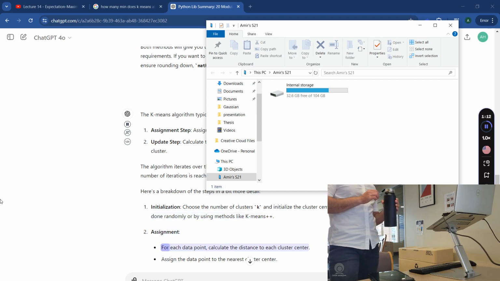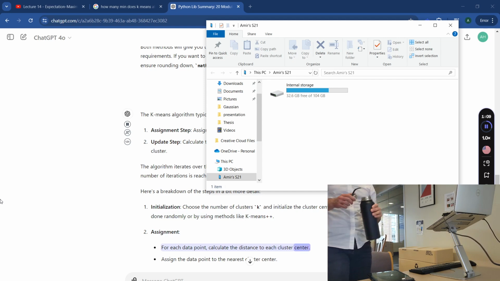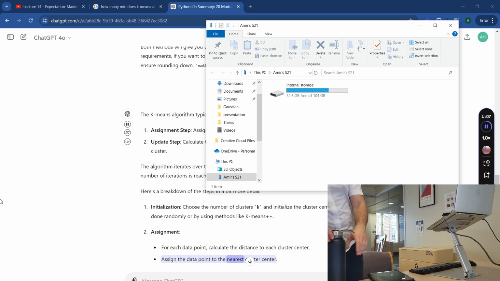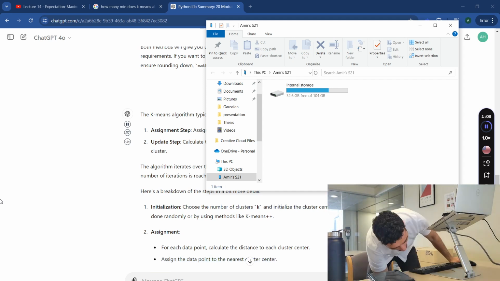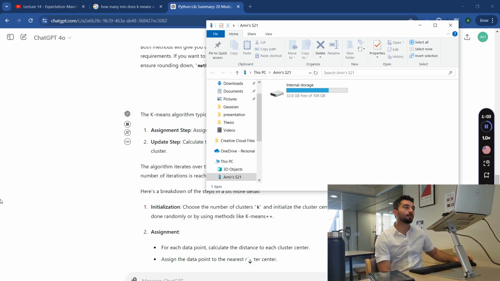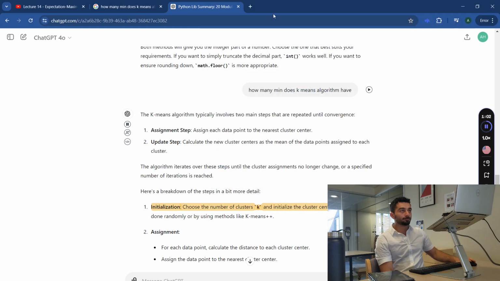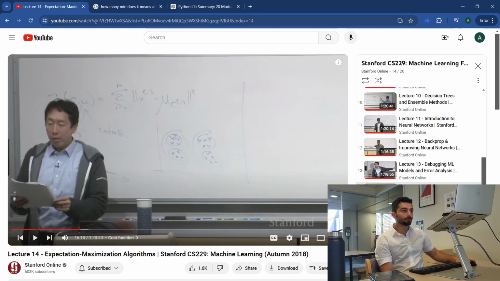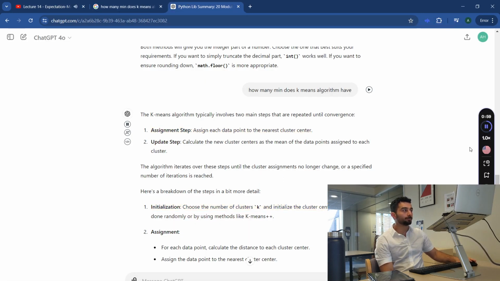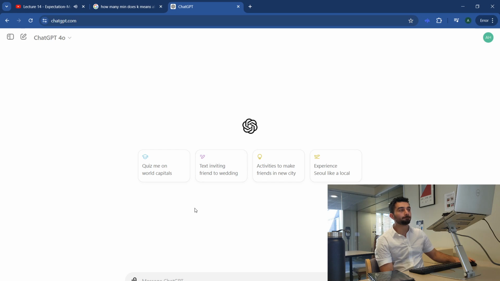Assignment. For each data point, calculate the distance to each cluster center. Assign the data point to the nearest cluster center. Update. Calculate the new cluster centers as the mean of the data points assigned to each cluster. Repeat. Repeat the assignment and update steps until the cluster assignments do not change. Convergence. In the programming exercise.